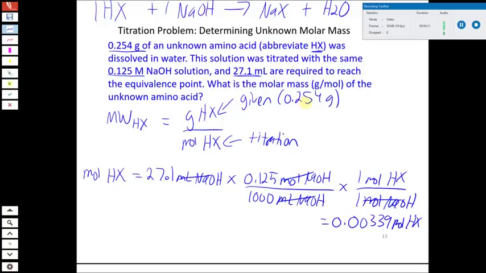So now that we have the grams, which is given, and the moles, which we just calculated, we can find the molar mass by dividing the two.